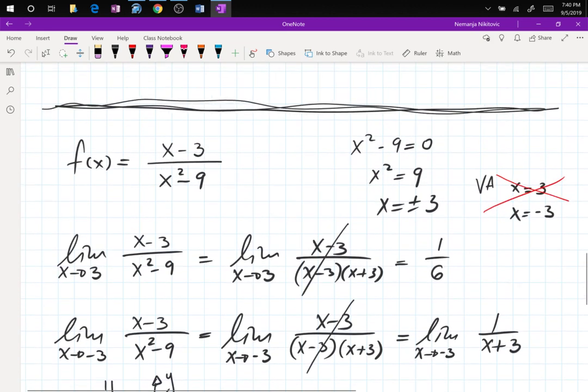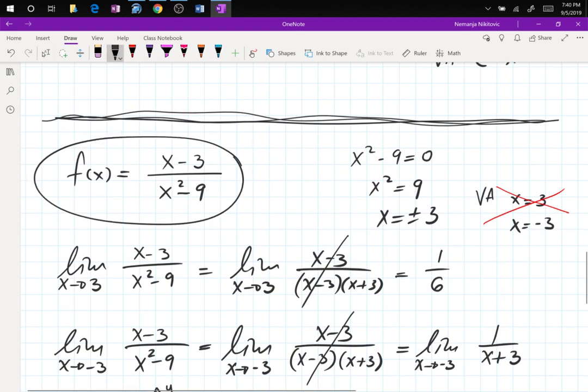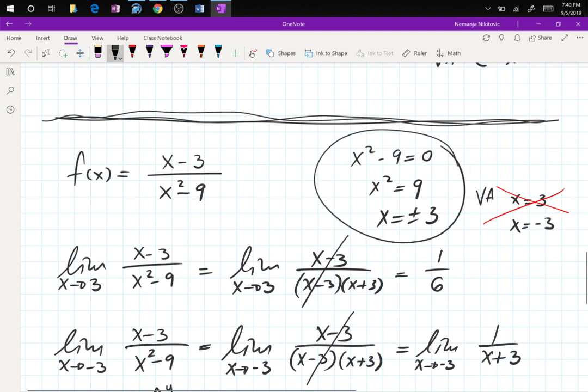Good. Let's review the problem. Here's your function, and you set denominator equal to 0, and when you compute those x values, you don't get asymptotes per se. You get candidates at the locations where asymptotes could be. That's what you get.